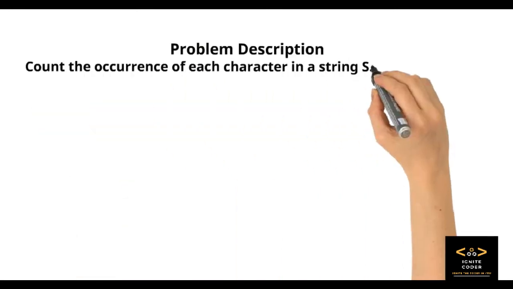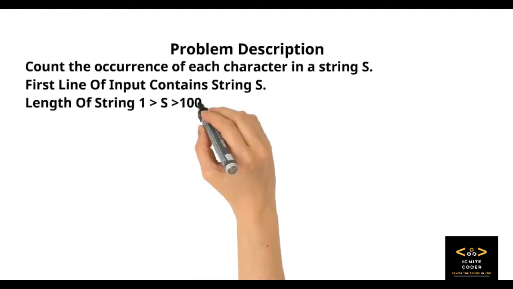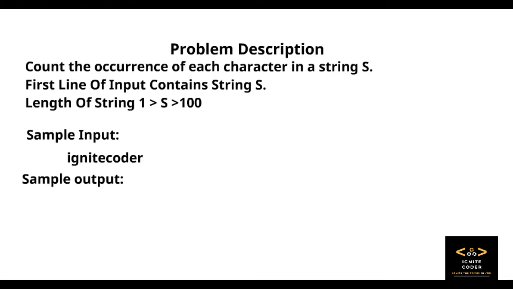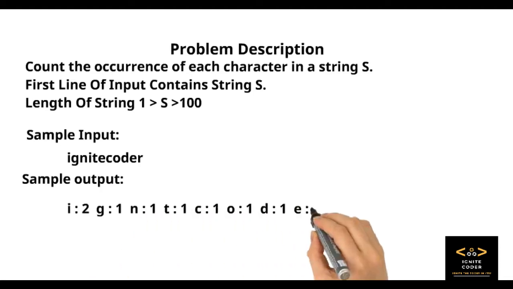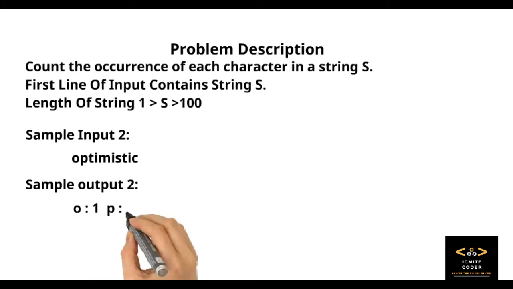Let's understand these steps with an example problem. In this problem, we have to count the occurrence of each character in a string. For sample input Ignite Coder, we need to get the following output. I is repeated 2 times, so beside I we get the 2. The rest of them are repeated only once. Let's test for another input, "optimistic". Here T is repeated 2 times, I is 2 times, and the rest is 1 repeat.